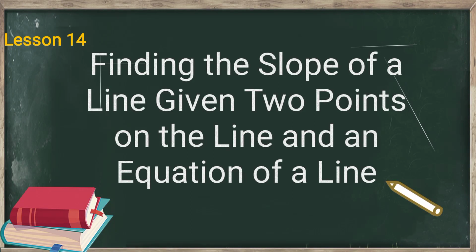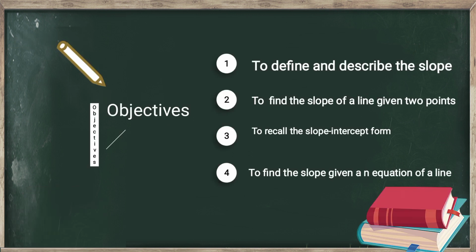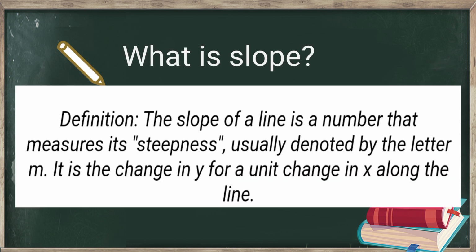Lesson 14. Finding the slope of a line given 2 points on the line in an equation of a line. Here are the following objectives. First, to define and describe the slope. Second, to define the slope of a line given 2 points. Third, to recall the slope-intercept form. And fourth, to find the slope given an equation of a line.